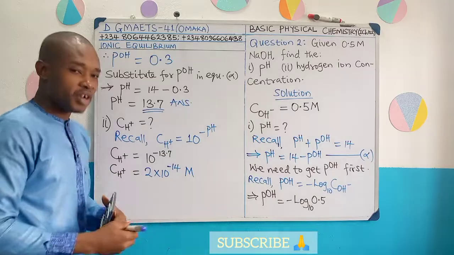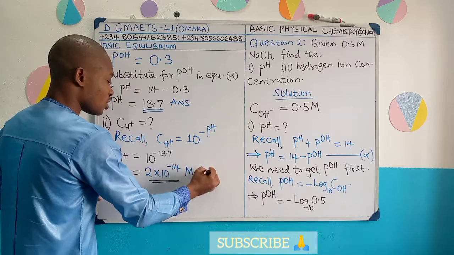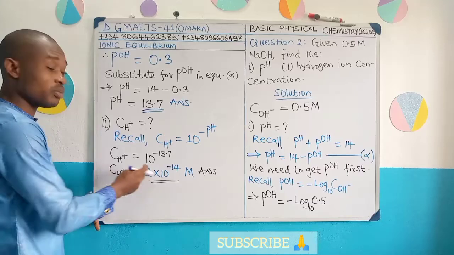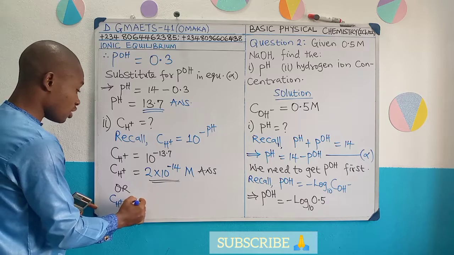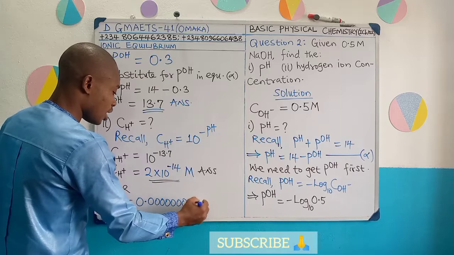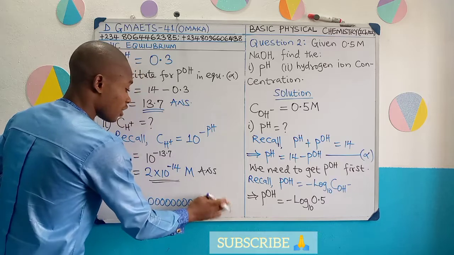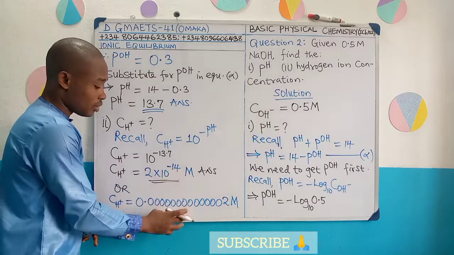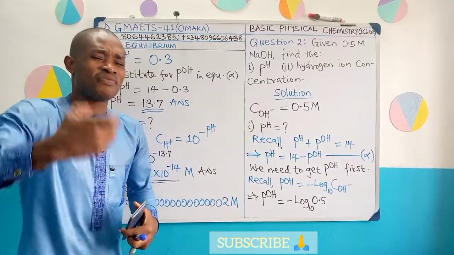Do you see how very small this value is? Once again, let me write that. And this is the answer. I could still say, or, this value has 14 zeros before you meet the 2. So we can say that the concentration of hydrogen ion here is 0.1, 2, 3, 4, 5, 6, 7, 8, 9, 10, 11, 12, 13. I've gotten 14 zeros, so I'll put the 2 here now. It becomes molar. I've written this standard form number in decimal form, or ordinary form. So do you see, very, very small?